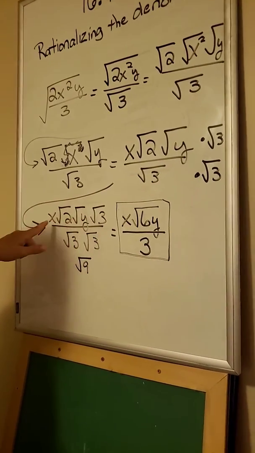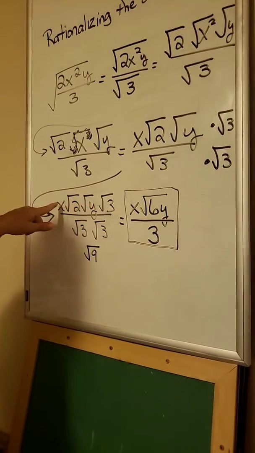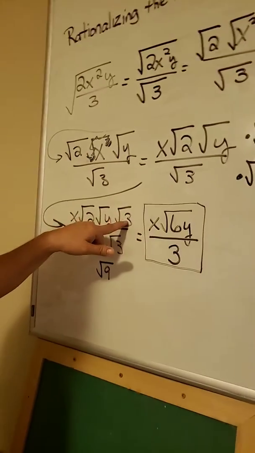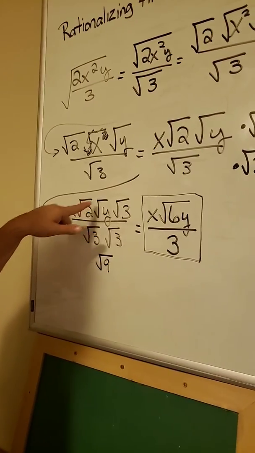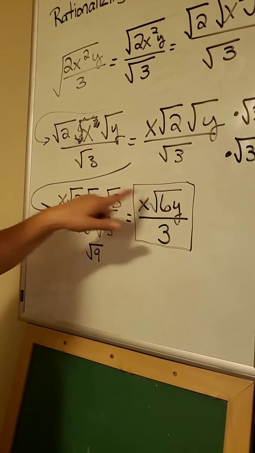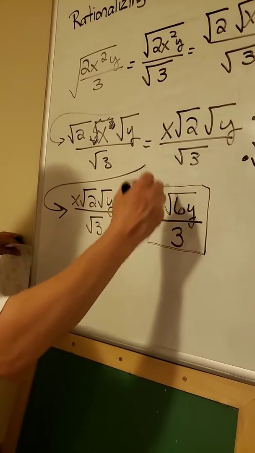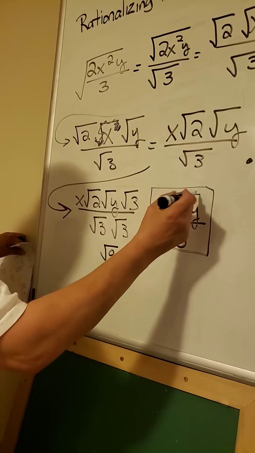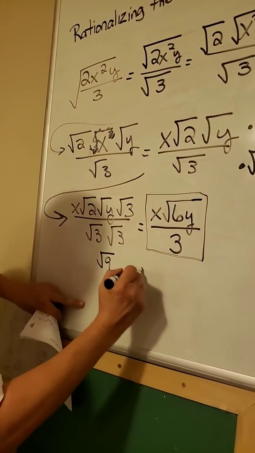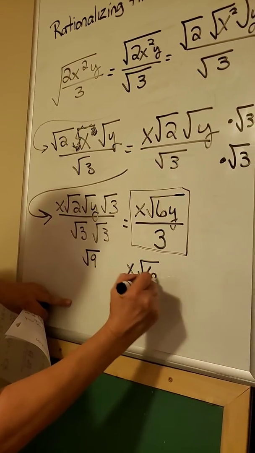When I multiplied the top and the bottom by radical 3, I brought my x over. That 3 times that 2 is 6. Brought my y over. That's all under one radical now. I wouldn't leave it as radical 6 radical y because that wouldn't be considered simplified. So in other words, I couldn't have this as a final answer.